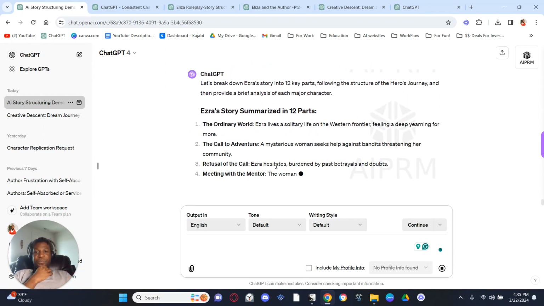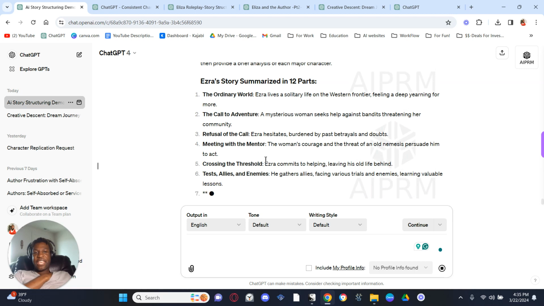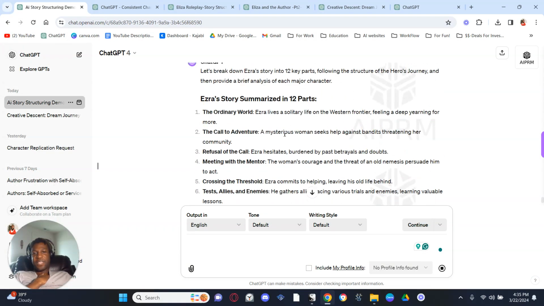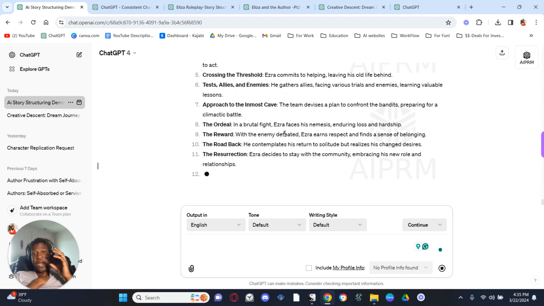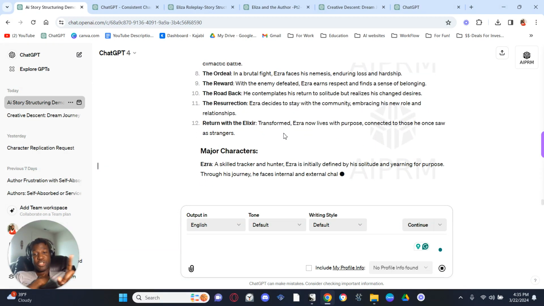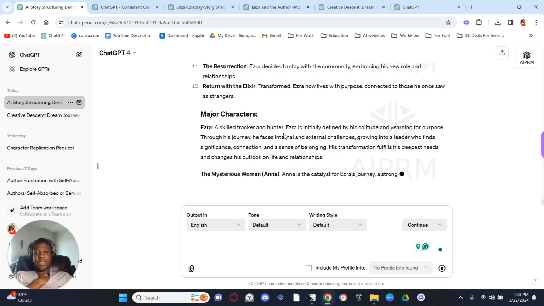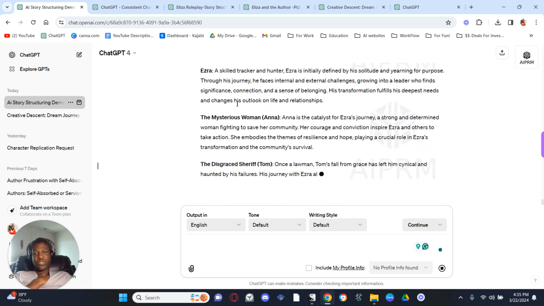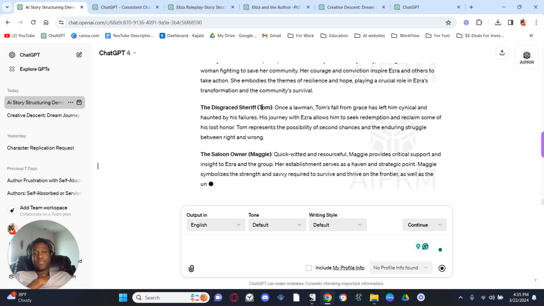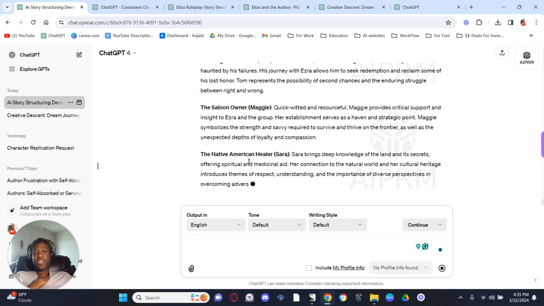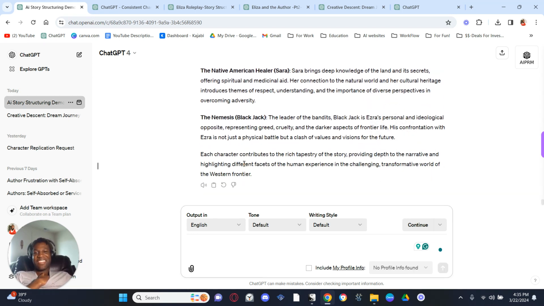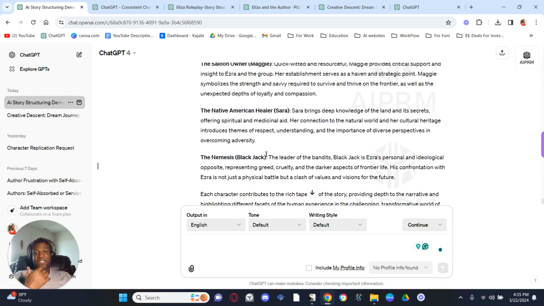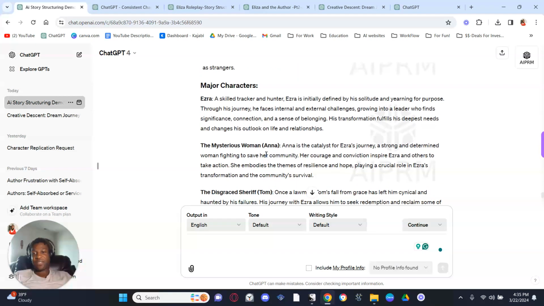So first, we have each of the entire plot points put down, right? Now, you guys are wondering, why is this so important, right? Because we're going to use the AI for another part of it. So here we have Ezra, the main character. We have Anna, the woman. We have the disgraced sheriff, the saloon owner. We have Sarah, the Native American, the nemesis, Black Jack, and then his band of thieves. And these are the major characters, right?